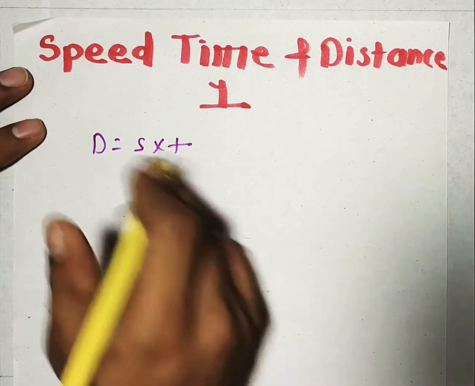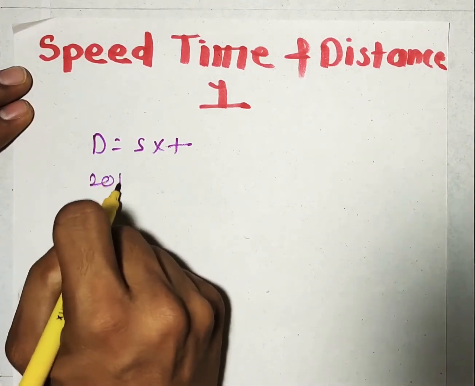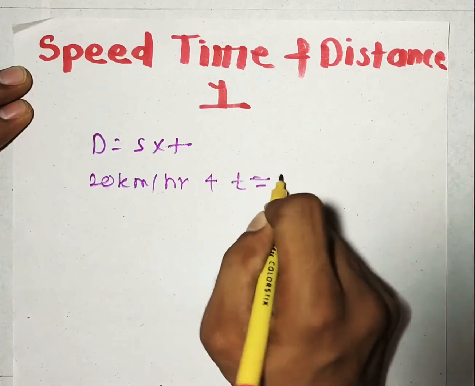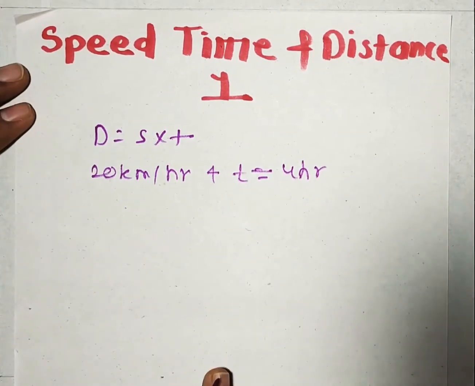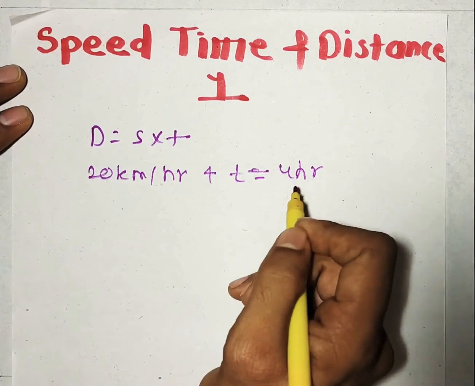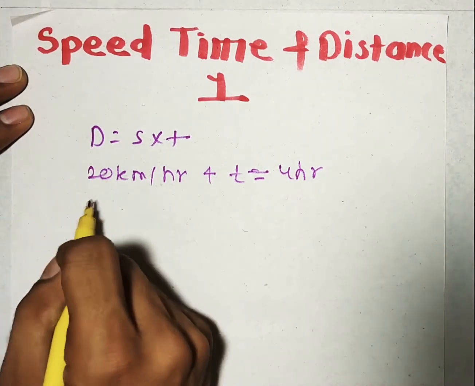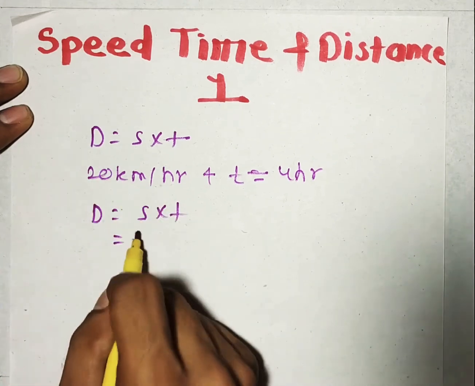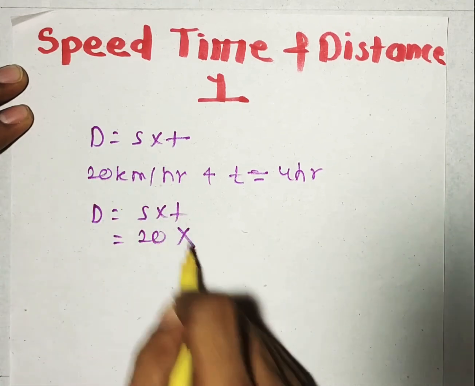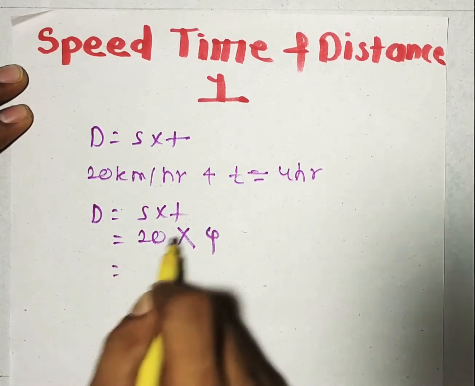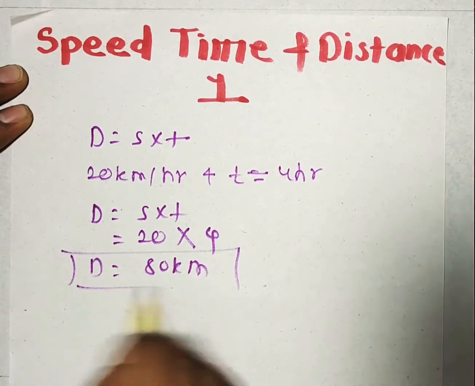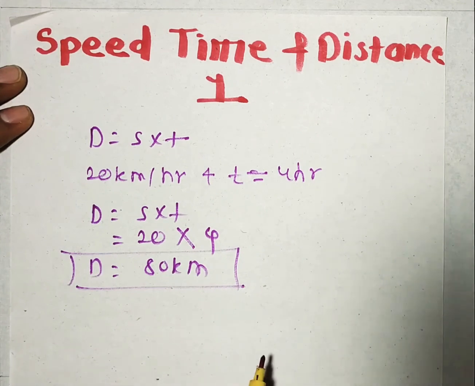Suppose the speed is 20 km per hour and time is equal to 4 hours. Then we know how to calculate the distance covered after 4 hours. Distance is equal to speed into time. So speed is 20 km per hour, into time, which is 4 hours. 20 into 4 is equal to 80 km. So after 4 hours, that bike, that vehicle will have covered 80 kilometers.